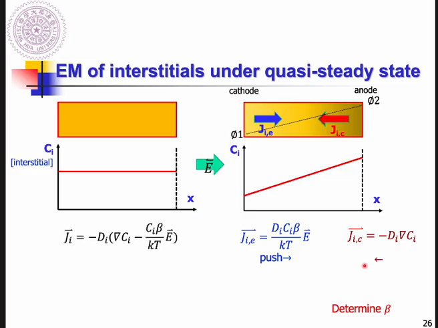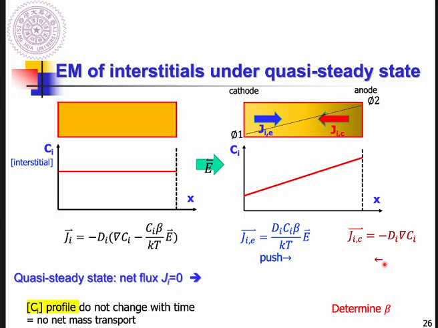So as long as it reaches quasi steady state, which means that the net flux equals 0, which means that the magnitude of this equals this. Because as long as this equals this, then the net flux equals 0. So how can I know this flux induced by the electron flow or electrical potential gradient equals the Fick's first law flux? We find that as long as this concentration profile does not change with time, which means that there is no net mass transport.